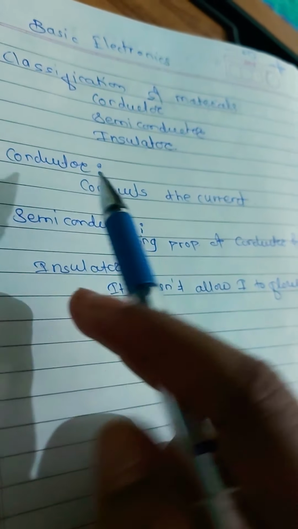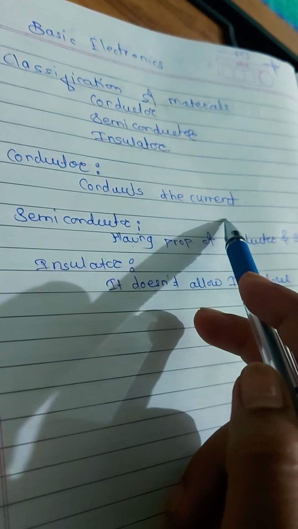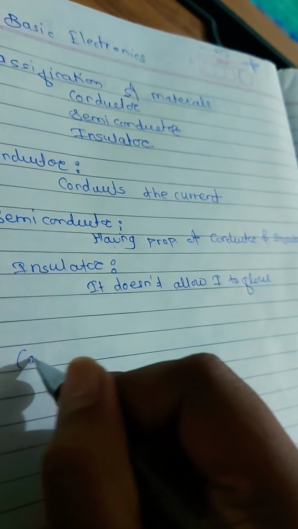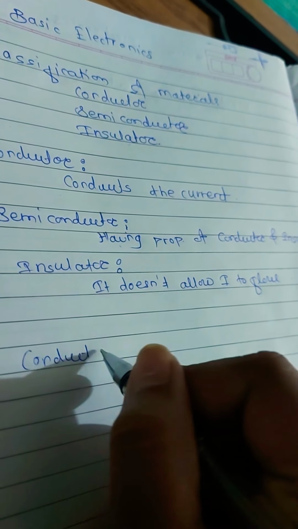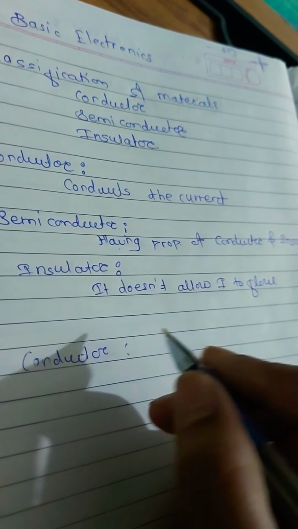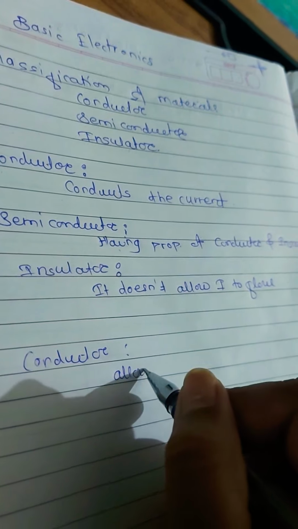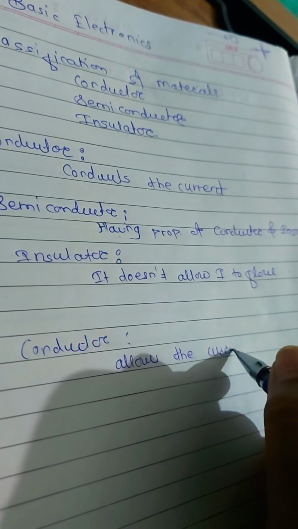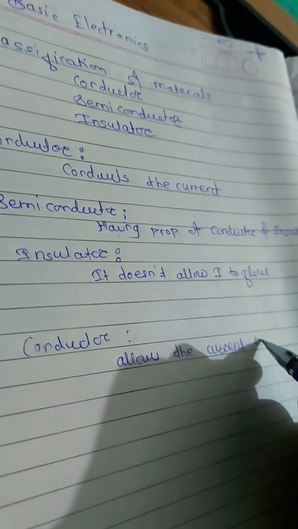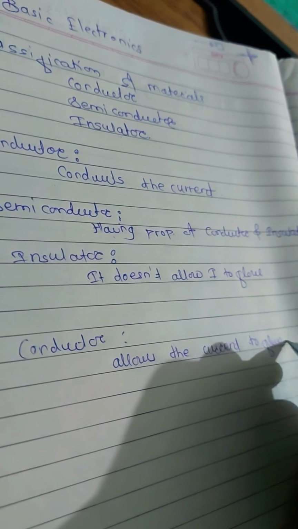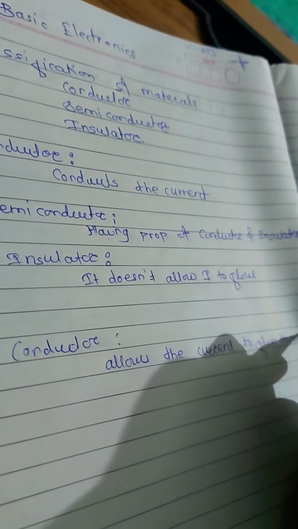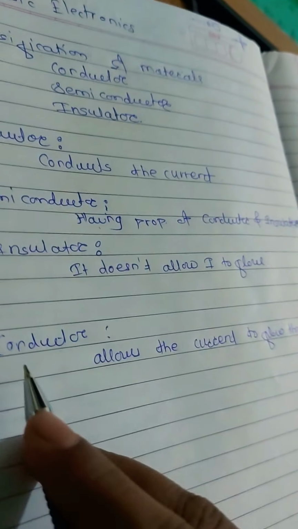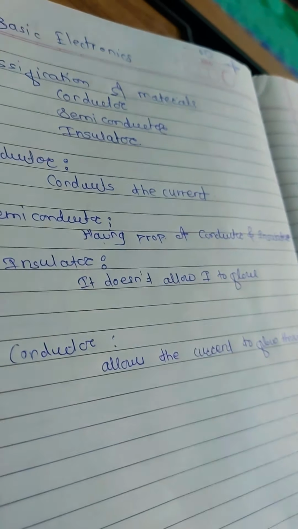So in the first part we have seen that a conductor conducts current. So we are going to look at the property of the conductor. Take here the conductor, which allows the current to flow through it.